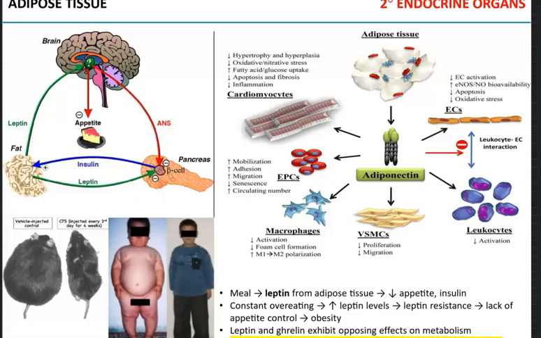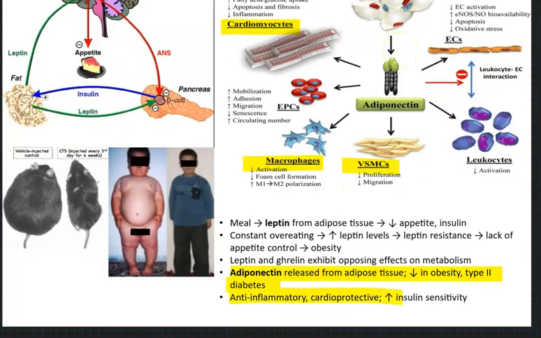And it's been shown that adiponectin is cardioprotective. It reduces activation of macrophages, which means it reduces inflammation. It reduces the division of smooth muscle cells in the blood vessels, resulting in less stenosis. So it's anti-inflammatory, cardioprotective, and it also increases insulin sensitivity, so it is anti-diabetic. Do follow.